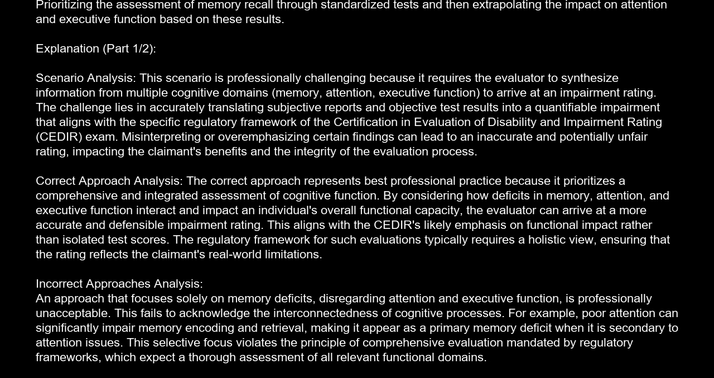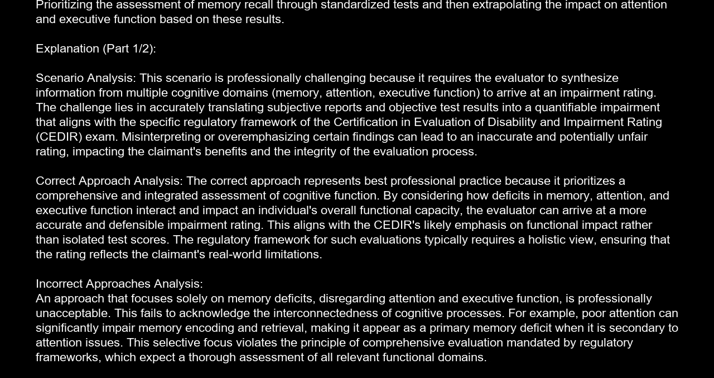Correct approach analysis. The correct approach represents best professional practice because it prioritizes a comprehensive and integrated assessment of cognitive function. By considering how deficits in memory, attention, and executive function interact and impact an individual's overall functional capacity, the evaluator can arrive at a more accurate and defensible impairment rating. This aligns with the CEDIR's likely emphasis on functional impact rather than isolated test scores. The regulatory framework for such evaluations typically requires a holistic view, ensuring that the rating reflects the claimant's real-world limitations.